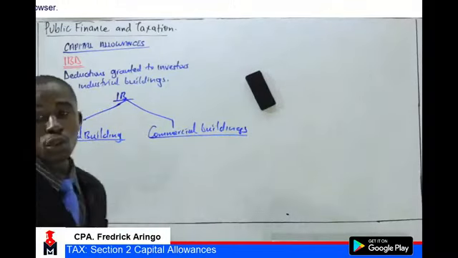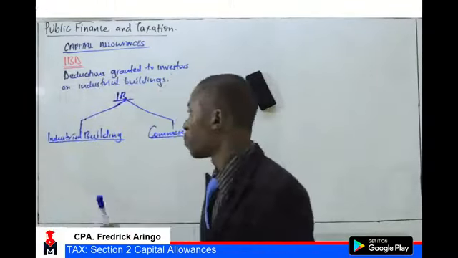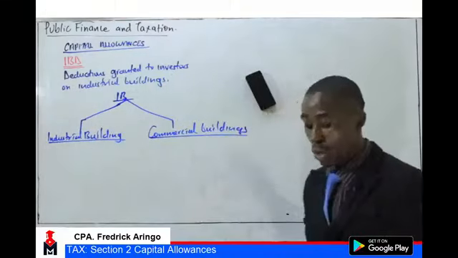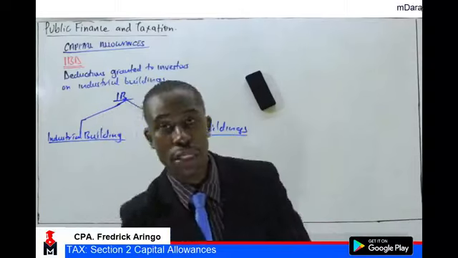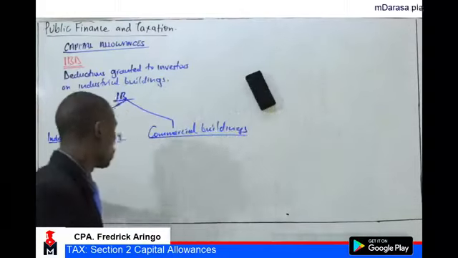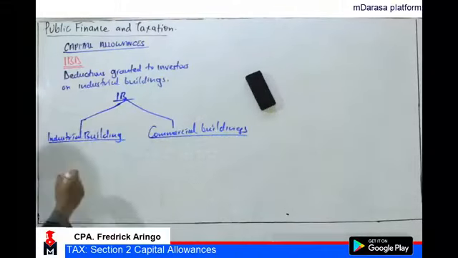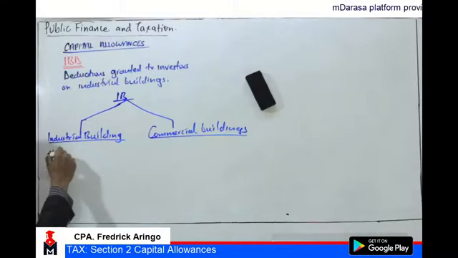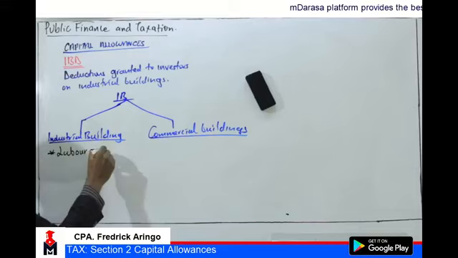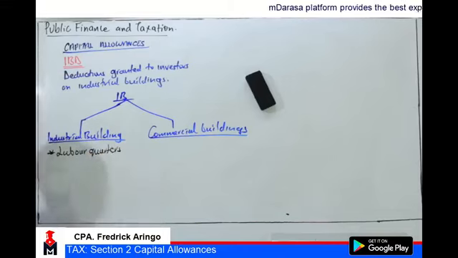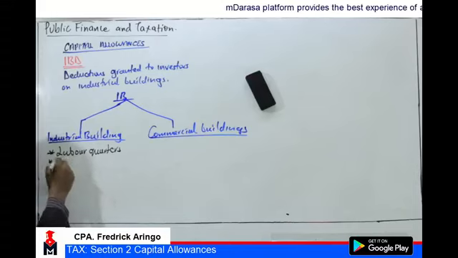Looking at these two cases, I gave you examples of industrial buildings and also of commercial buildings. I am going to repeat the same. For industrial buildings, we noted we will be talking of buildings such as labor quarters or staff quarters.